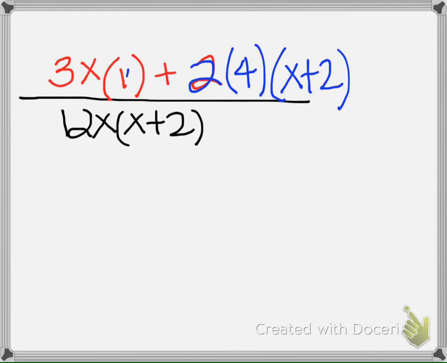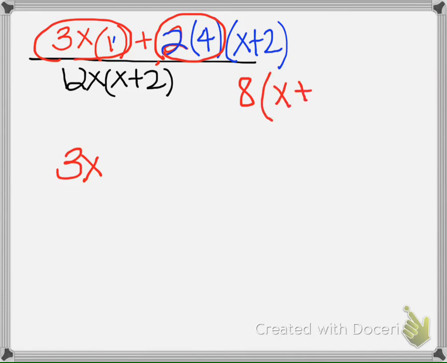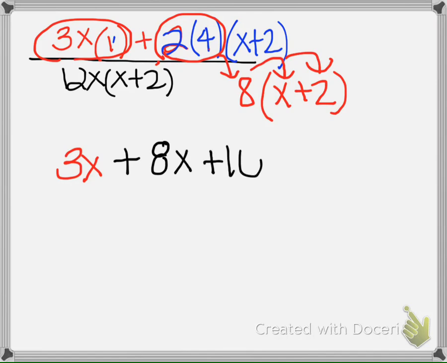Okay, now the next step is we need to clean this up a little bit. We need to simplify the numerator. So when we do that here, we have 3x times 1 is just 3x. And then here we have 2 times 4, which is 8. And then we have to distribute to the x plus 2. So 2 times 4 is the 8. And now we're going to distribute. And then we can combine the like terms.